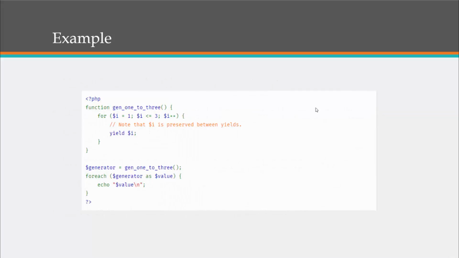So here's a quick example. We have a generator, which is just a function. We have a for loop, and we're saying as long as i is less than or equal to 3, then we're going to run whatever's in here. So we're yielding i. Basically, we're returning it. Down here, we create the generator object, and then we use foreach on the generator, and we're just going to echo out the value each time. So the result from this would be 1, 2, 3. You can see it's used as if it was an iterator.